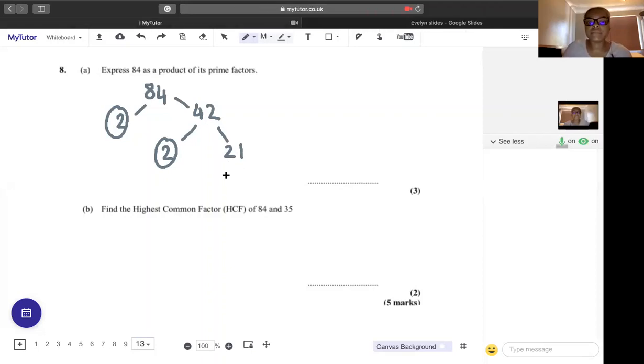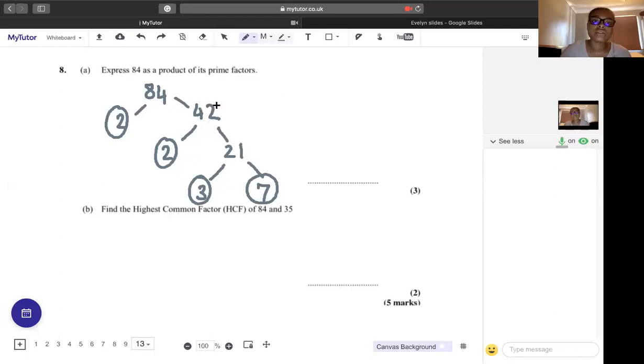And then 21 isn't an even number, and it's not a prime number. So we can write it as a product of 2 other numbers, and those 2 numbers are 3 and 7. 21 is a multiple of 3 and 7. Now 3 and 7 are both prime numbers. So we can circle those 2 and we're done. That's our prime factor tree finished.